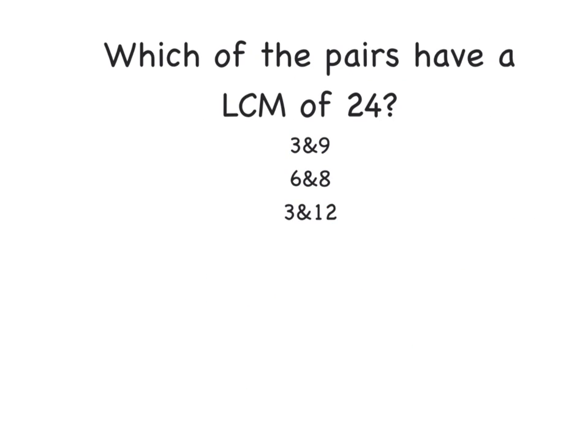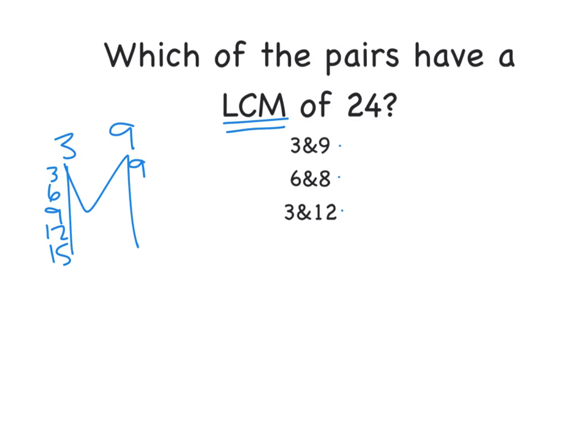This question says, which of the pairs have an LCM of 24? LCM stands for least common multiple. So what I'm going to do is go through and find the least common multiple of all three of these. So for 3 and 9, I have 3, 6, 9, 12, 15 and 9, 18, 27, 36. The smallest number that they have in common here is 9.